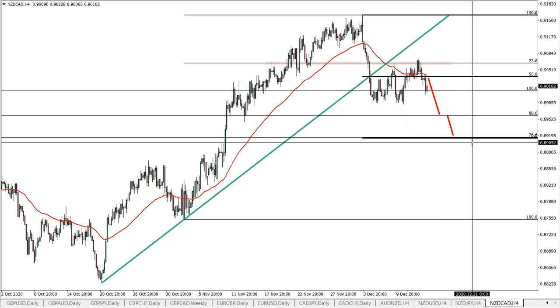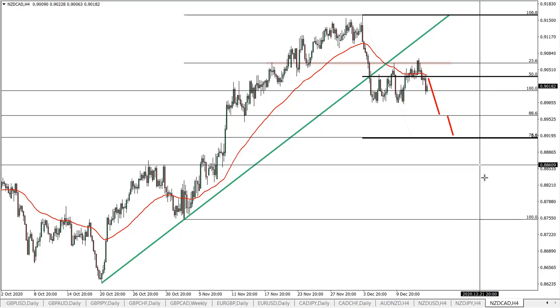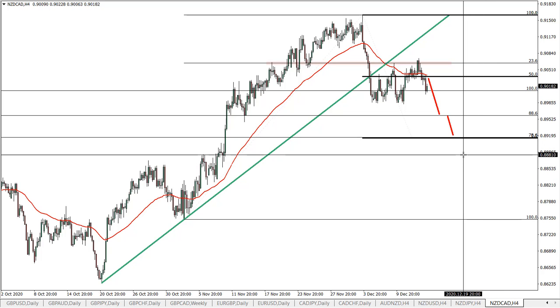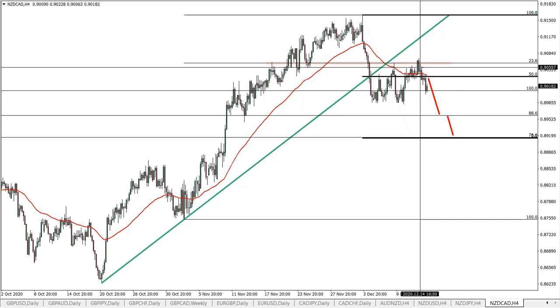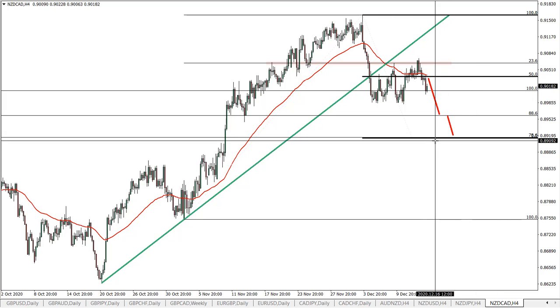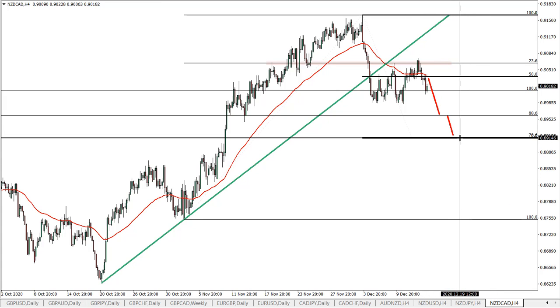And if price will manage to break lower, then this could be the confirmation that the trend is in fact becoming bearish, and this is not just a correction but a trend reversal. Therefore, it is very important to watch this support level for rejection or the breakout.